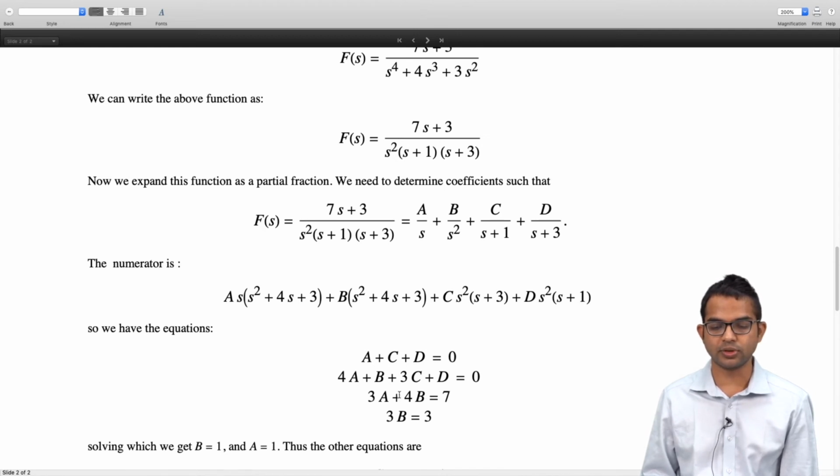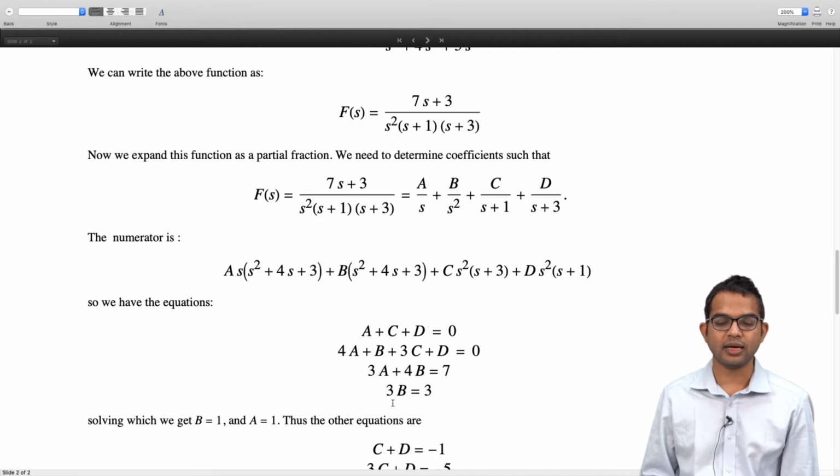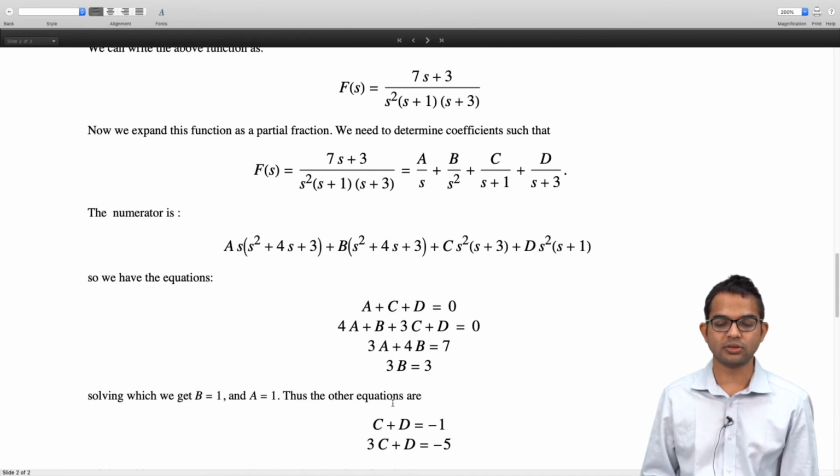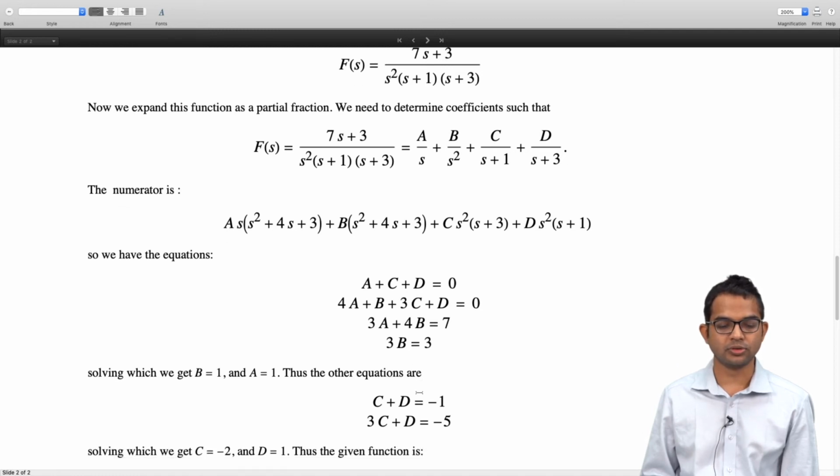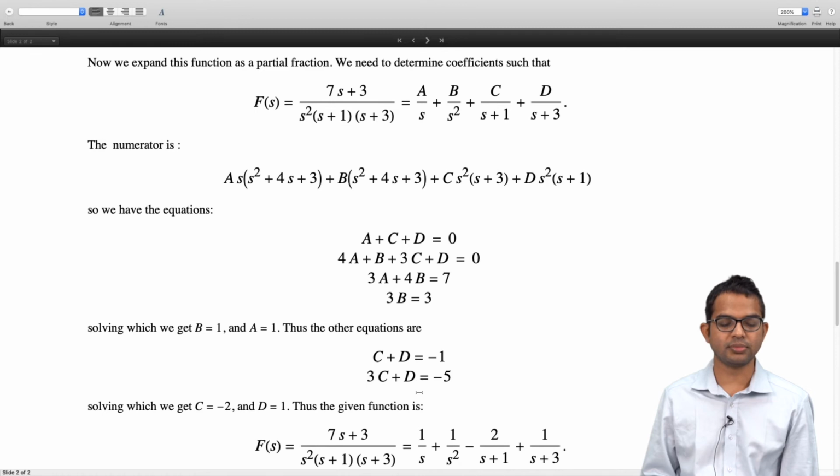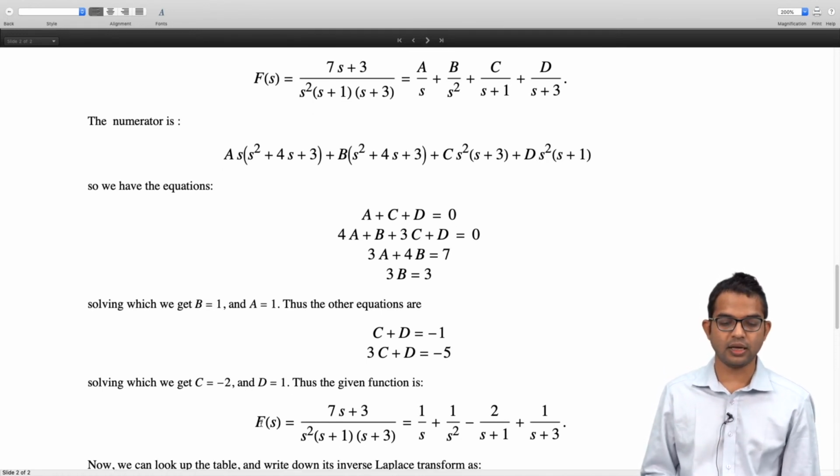So 7 minus 4 divided by 3, that's a, is 1. And so you have these two equations in two unknowns, c plus d is equal to minus 1 and 3c plus d equal to minus 5. So you can solve for it, and then you just simply get c equal to minus 2 and d equal to 1. So finally f of s can be written as 1 over s plus 1 over s squared minus 2 over s plus 1 plus 1 over s plus 3.